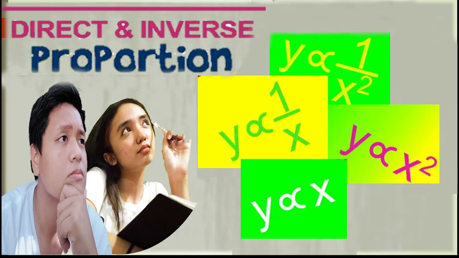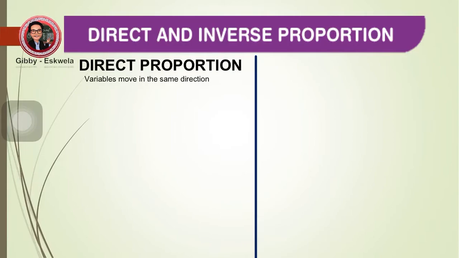Today, we will talk about the difference between direct and inverse proportion. In direct proportion, the variables move in the same direction. When v1, or variable 1, decreases, the v2, or variable 2, also decreases. When v1 increases, v2 increases too.